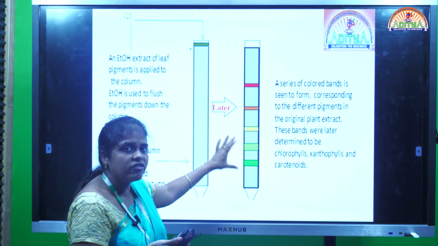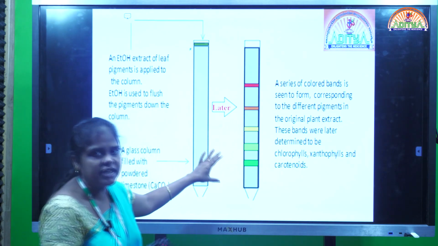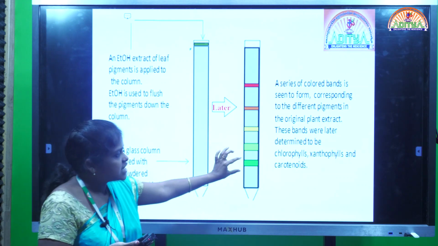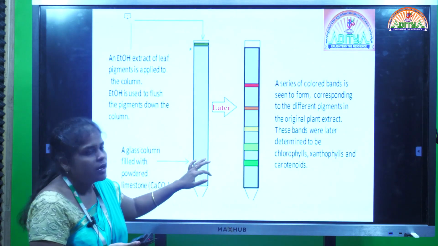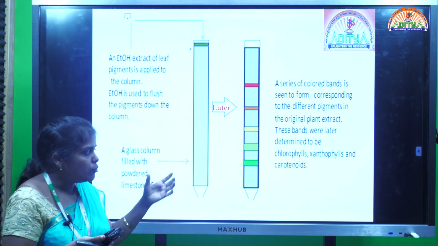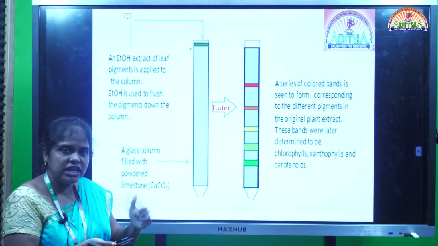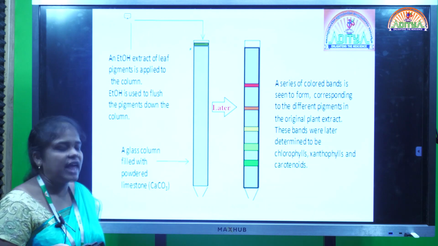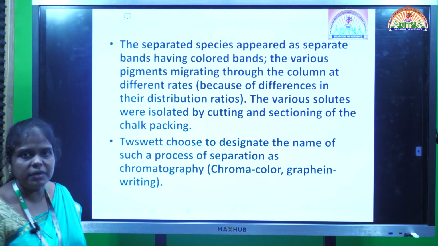After the separation happened between all these pigments, they cut this calcium carbonate or chalk powder which had the color pigments. They separated or isolated these color bands by removing the chalk powder from the glass column, and they cut each separate color section, isolated them and filtered the separate plant pigments. This is the process followed by the Russian scientist Tswett.